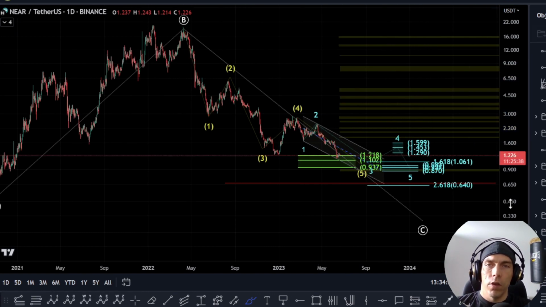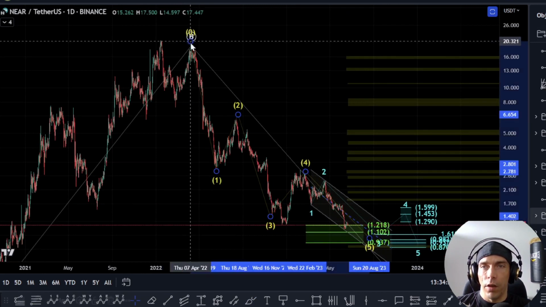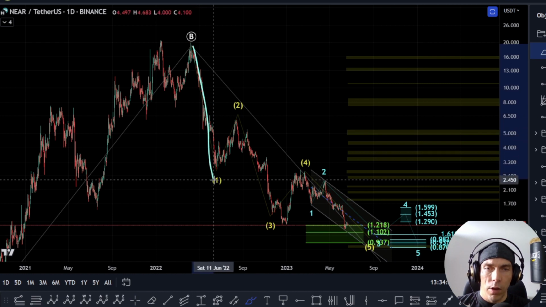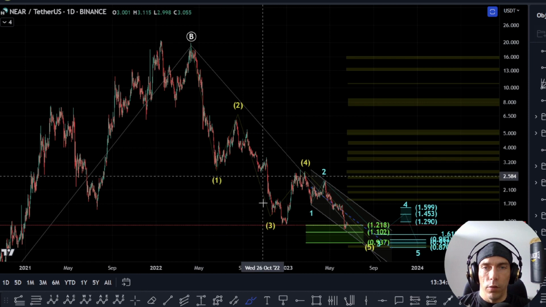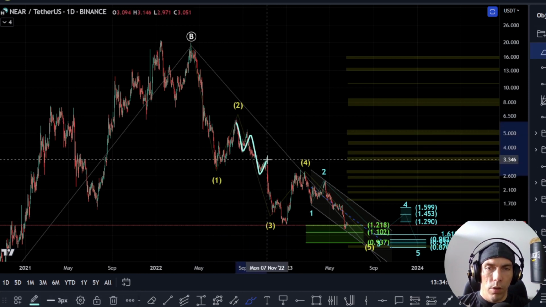Now within this count, we'd be looking at the structure slightly differently. We'd be taking this move to the upside into this high over here, and what we'd then be looking for is that this could potentially be a wave 1, 2, 3 into this point. So the way we'd be looking at this as a 3 into here is we'd be saying this is 1, 2, 3, 4, and 5.